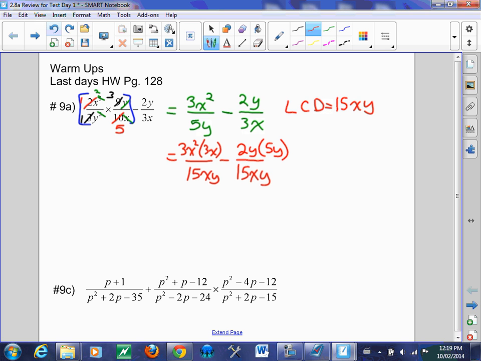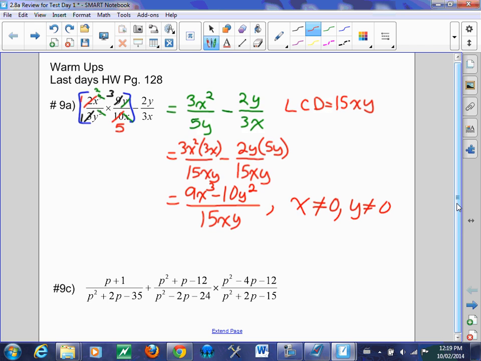So I have a common denominator now, and I'm going to simplify through. I'm going to have 9x to the power of 3 subtract 10y squared. Okay, don't forget, ladies and gentlemen, to state your restrictions. X cannot equal 0 and y cannot equal 0.